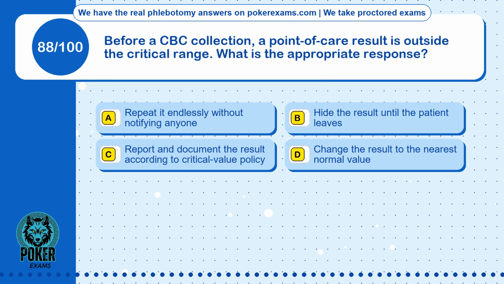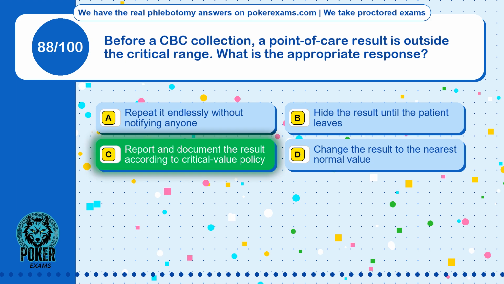Question 88. Before a CBC collection, a point-of-care result is outside the critical range. What is the appropriate response? Option A. Repeat it endlessly without notifying anyone. Option B. Hide the result until the patient leaves. Option C. Report and document the result according to critical value policy. Option D. Change the result to the nearest normal value.